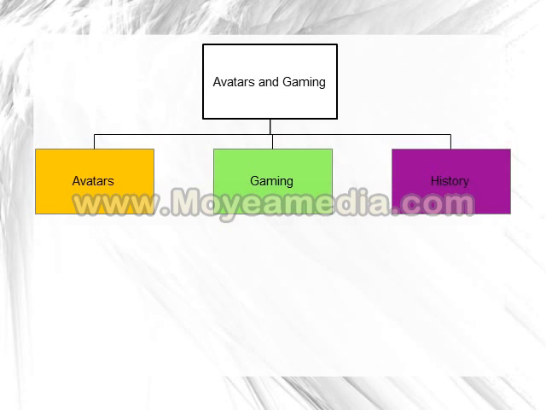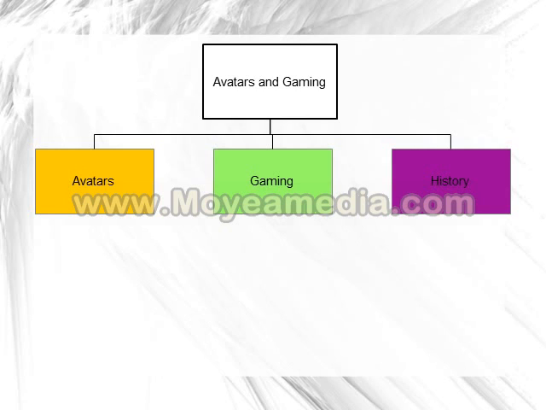Here we have the next step of the slide. I've broken it down into three distinct sections, one involving avatars, one involving gaming, and another involving history. I chose avatars to be kind of this yellow-orange because it represents a fun kind of connectivity, and that's what avatars are all about. The next box is gaming. I chose it to be a green color because I always associate green with learning, renewal, and growth, kind of like springtime. And when you play a game, that's what you're doing.